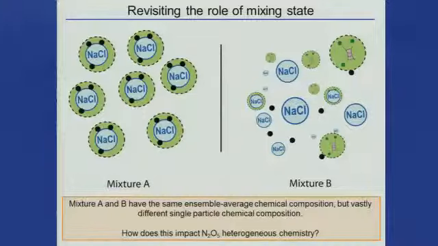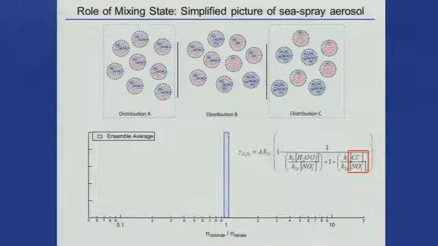Okay, so if we go back to this picture, Kim showed this already earlier today, we really have this idea of revisiting mixing state, where one mixture might look like this, right, this internally mixed population, and the other mixture might look like this externally mixed population. And the question we want to ask really is, while these may have the same average composition, they probably have different average reactivity, and how much does that matter?